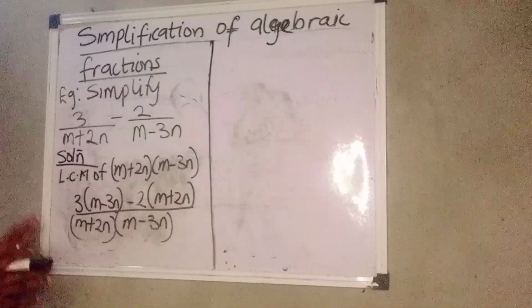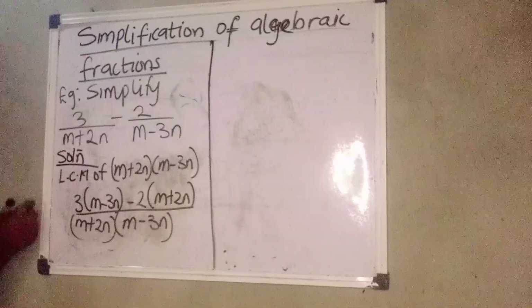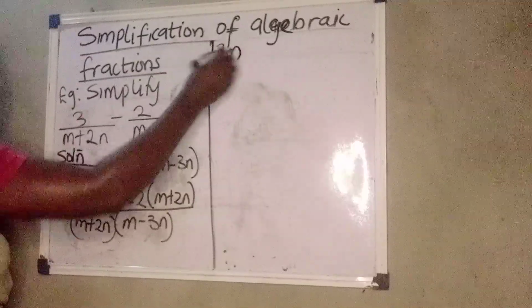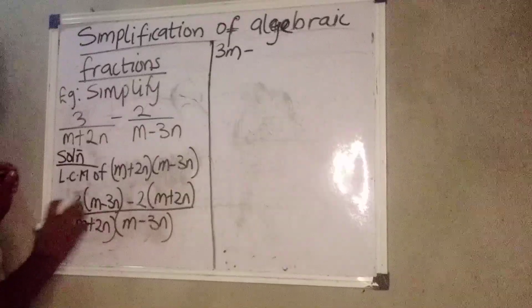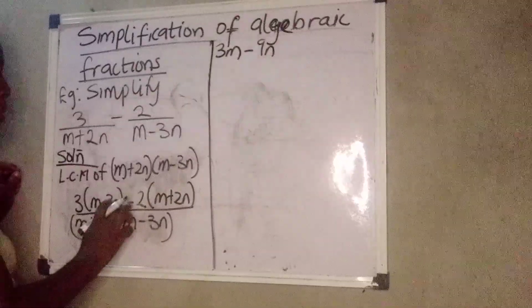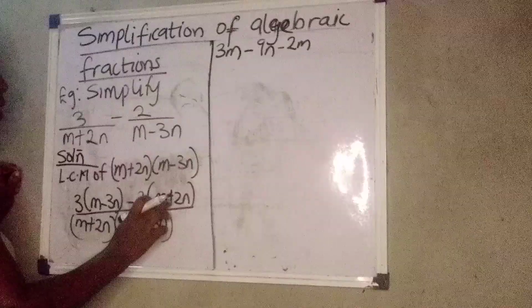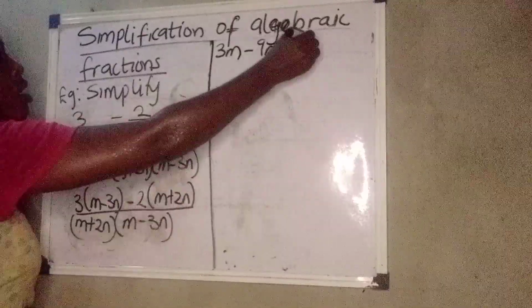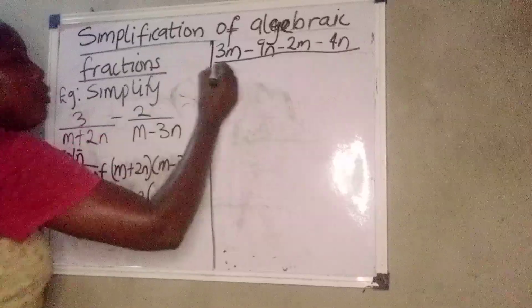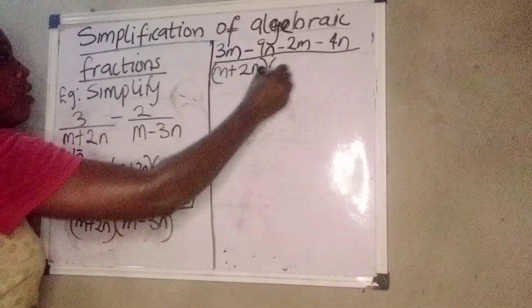The next step is to open our bracket. So I'll open the bracket at the numerator. I will have 3 times m, which is 3m. Because of this minus sign, 3 times minus 3n, I'm having minus 9n. Then minus 2 times m will give me minus 2m. And minus 2 times plus 2n will give me minus 4n. We've succeeded in resolving that, and we'll put our denominator back the way it is.